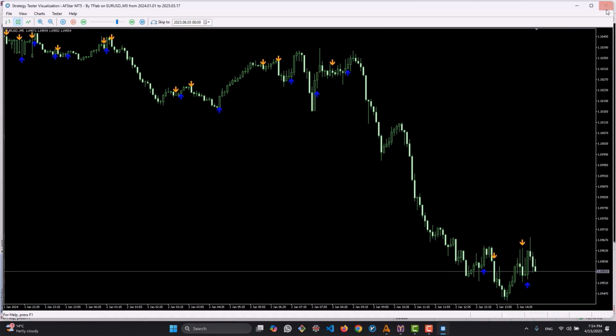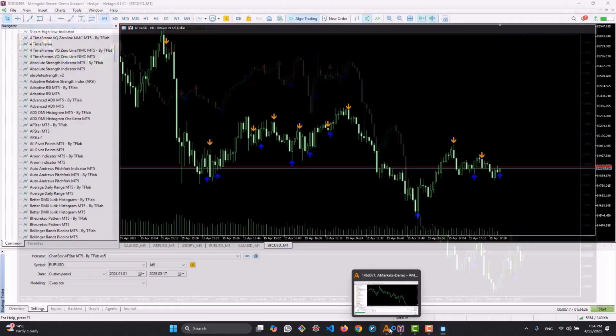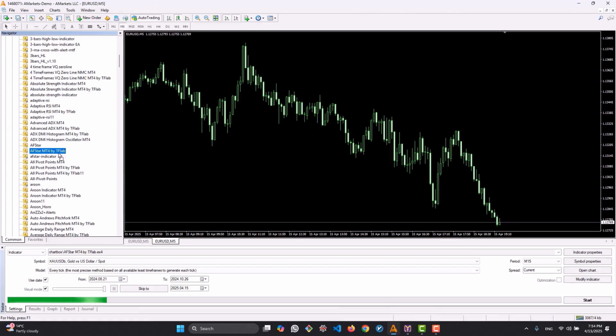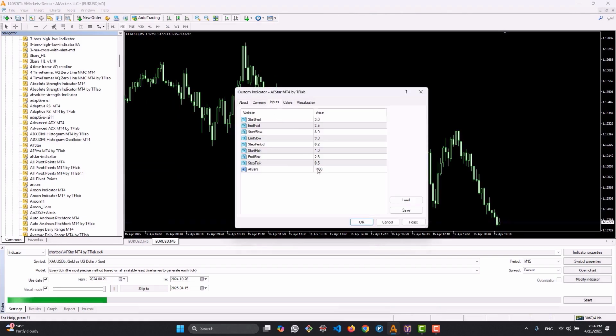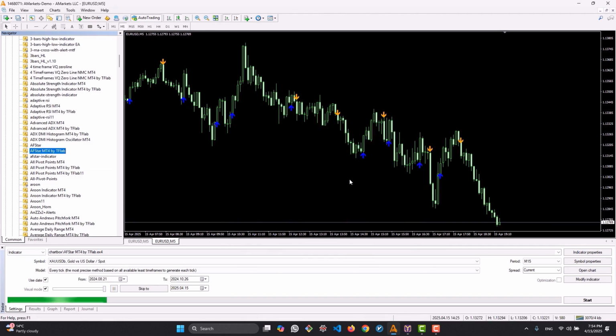The MT4 version of this indicator, you can also use it on the MetaTrader 4 platform. You can see that the settings are exactly the same as the MT5 version, with only one addition at the end, which is the number of candles that appear in the past chart and are used for calculations. Let's watch the live test of this indicator on the MetaTrader 4 platform.